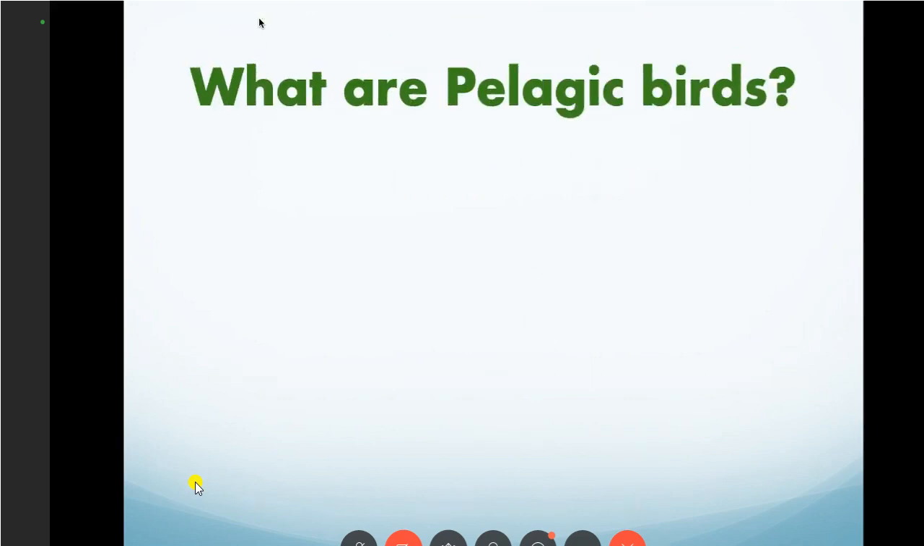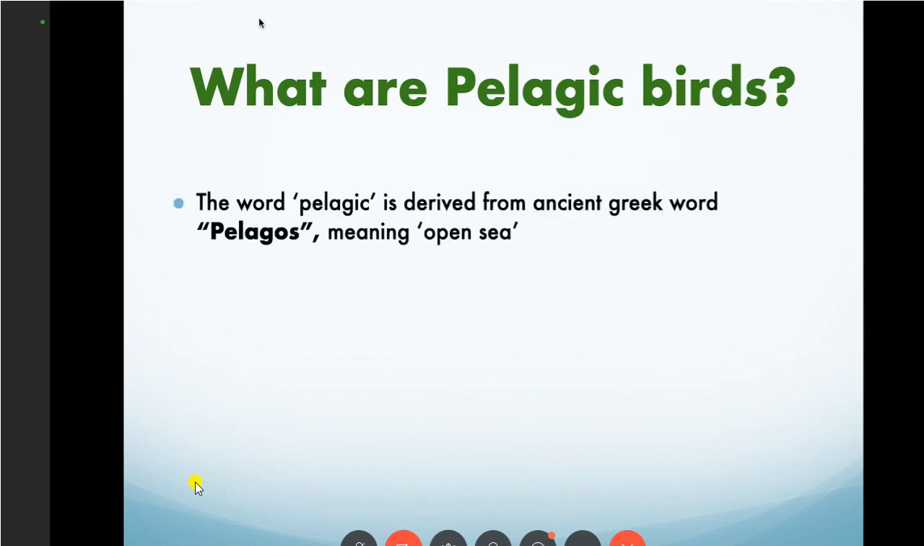So I think first and foremost, we'll start by actually understanding what are pelagic birds. The word pelagic in ancient Greek actually means open seas. It comes from the word pelagos, or like I've just written over there. And what are pelagic birds?